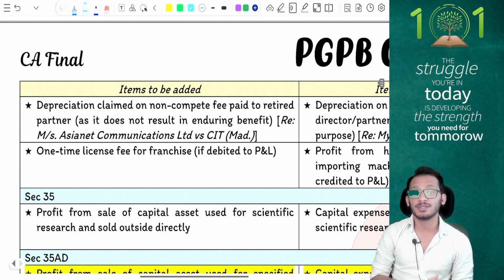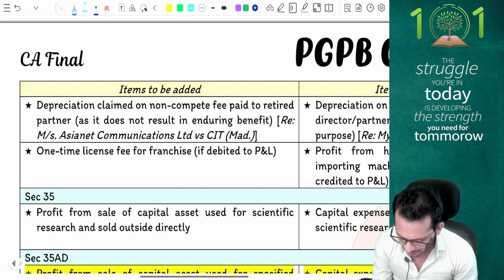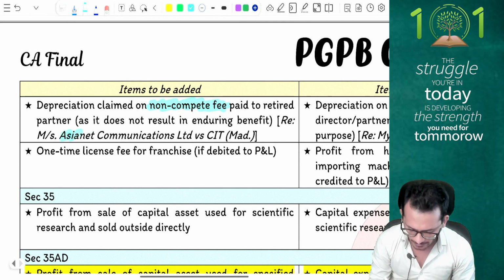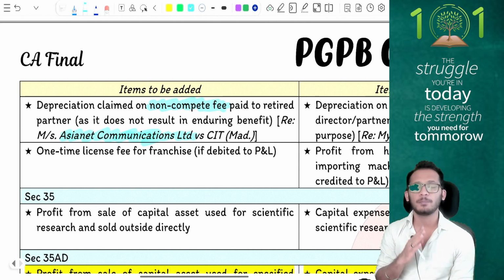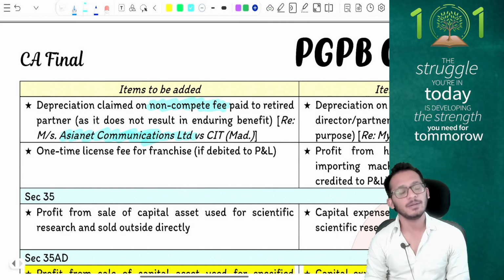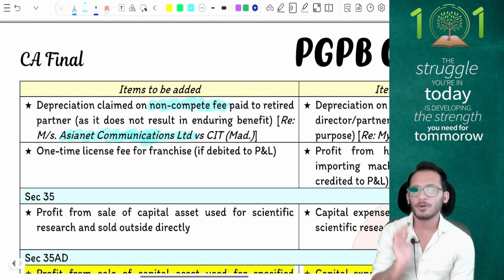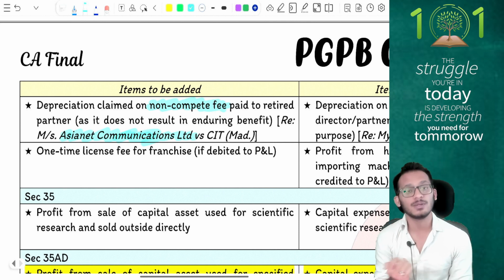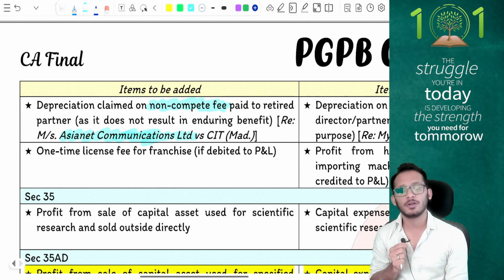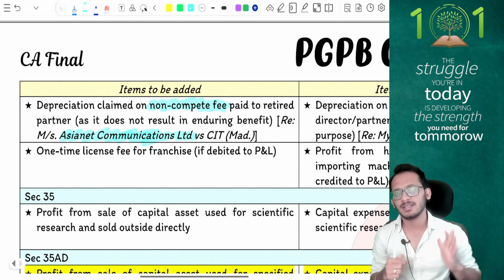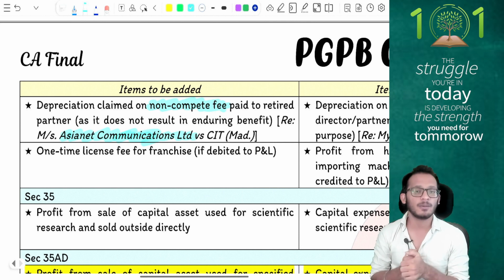Items to be added when it comes to depreciation, some more, is depreciation which is claimed on non-compete fees paid to retired partners. This was a case law of Asianet Communications, where Asianet Communications basically clarified that if you have paid any non-compete fees to your partners who have retired, the problem here is that this is not creating any new asset. And therefore there is no depreciation which is allowable on this non-compete fee, and therefore if any depreciation has been claimed on this, I will disallow it for the purpose of computation.